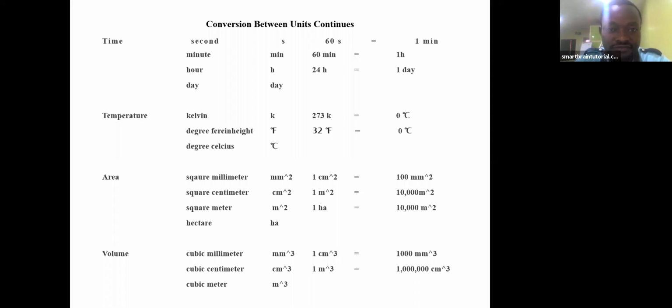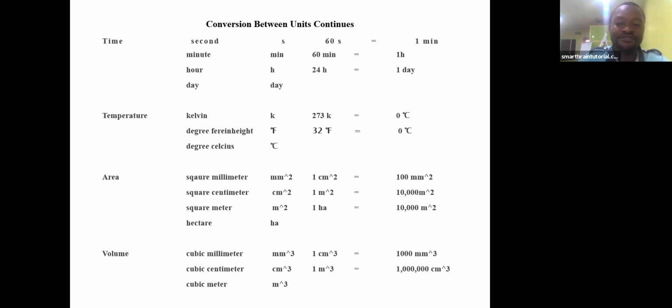The very common units of time are seconds, minutes, hour, and day. Now, the symbol for second is s. 60 seconds represent 1 minute. This is very common. Then, next is the minute. The symbol for minute is min. 60 minutes represents 1 hour. Then the hour, the symbol for hour is h. 24 hours is equivalent to 1 day.